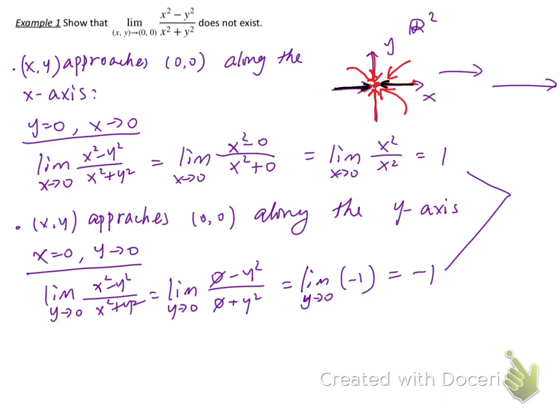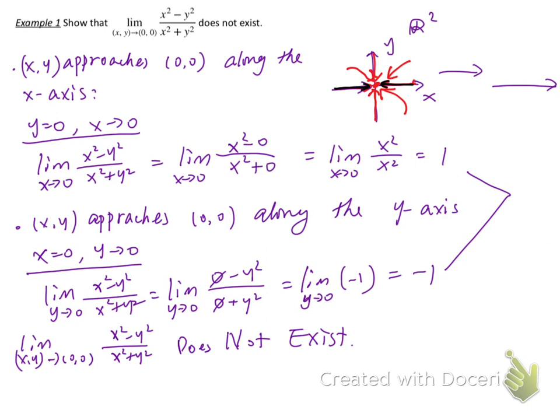Apparently, you are having two different limits along two different paths, so the limit of (x squared minus y squared) over (x squared plus y squared) does not exist. Okay. These are the two paths I choose.